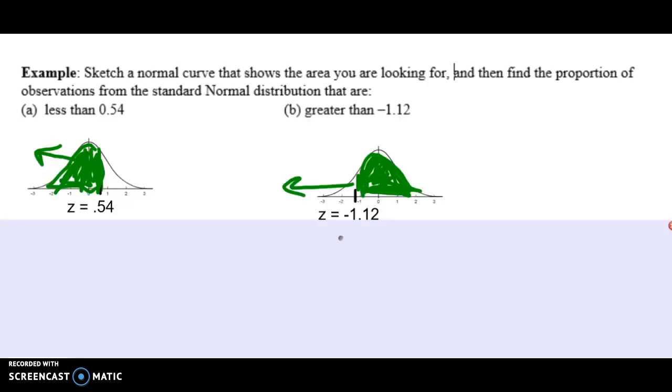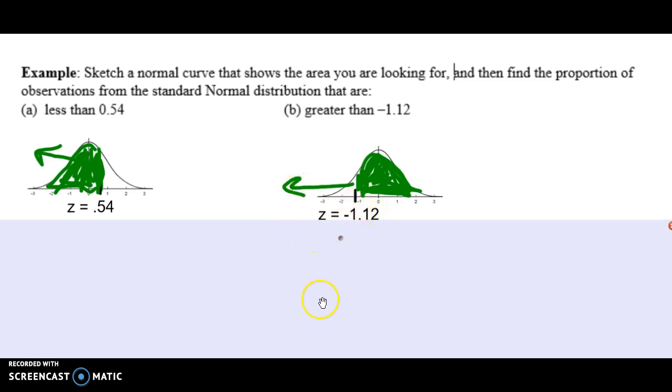So in these next examples, we're just going to practice using the tables to find the percent of the curve that is left or right or in between some z-score values. So this first one, we are saying we want what percent of the curve lies below a half a standard deviation above the mean. In this one, we're saying we want to know what percent of the curve lies above 1.12 standard deviations below the mean.